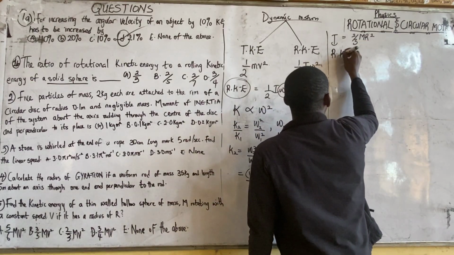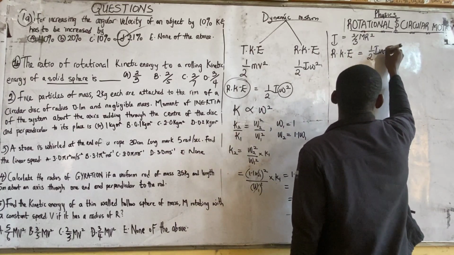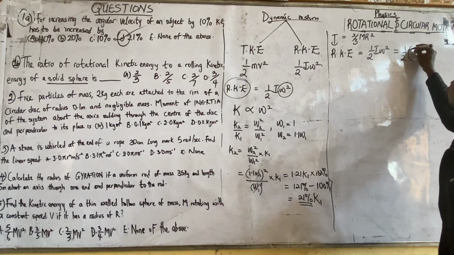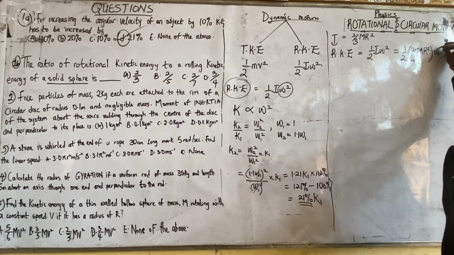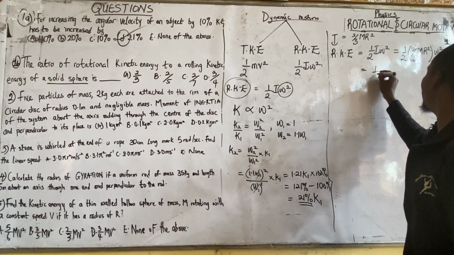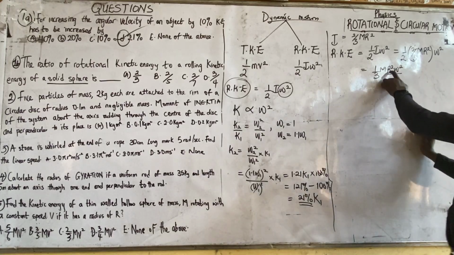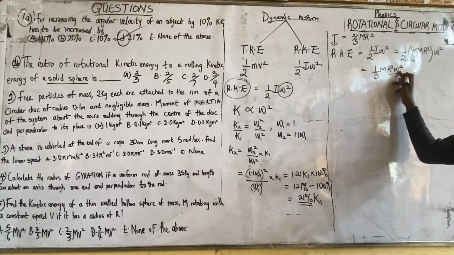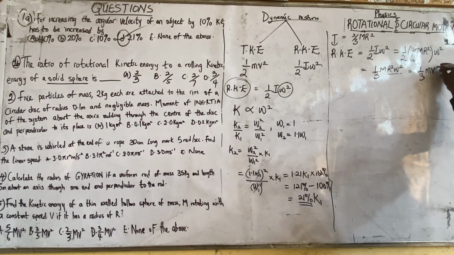That is to say, the rotational kinetic energy here will be equal to what? 1/2 I omega squared, right? And that will give us 1/2, what is the moment of inertia? 2/3 mr squared times the square of the angular velocity. And what would that give us? That will simply give us 1/3 mr squared omega squared. And you've known that r squared omega squared is the same thing as what? R omega is what? Linear velocity. So this means 1/3 mv squared.